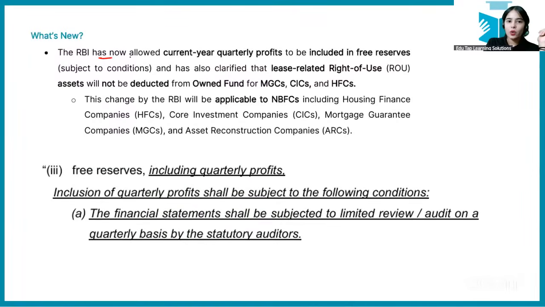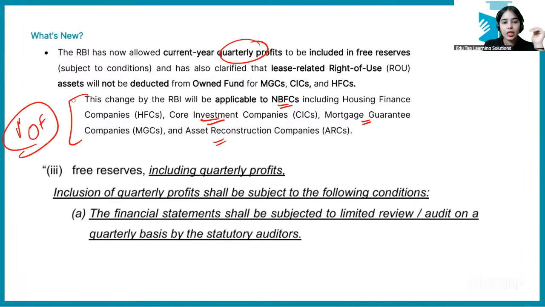So the RBI has now allowed current year quarterly profits to be included in the free reserves, and has also clarified about the right of use that we will discuss later on. So this change regarding the quarterly profit by the RBI will be applicable to NBFCs, including housing finance companies, core investment companies, mortgage guarantee companies, and asset reconstruction companies. For these companies, do remember the net owned fund. Okay. Now, free reserves including quarterly profit.